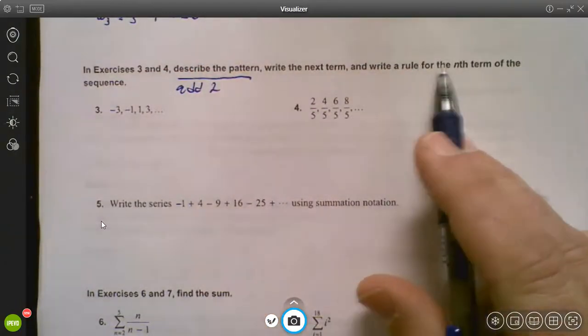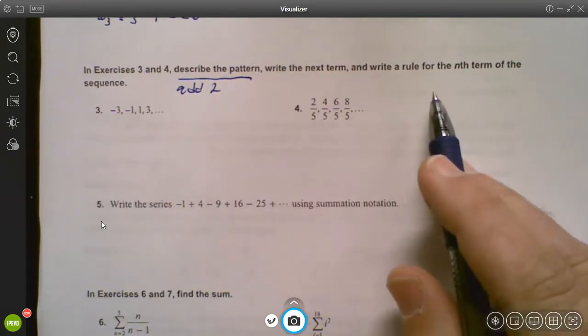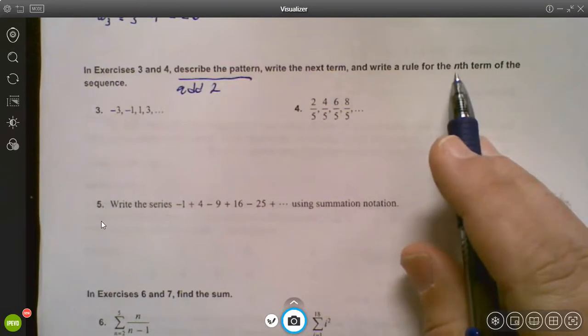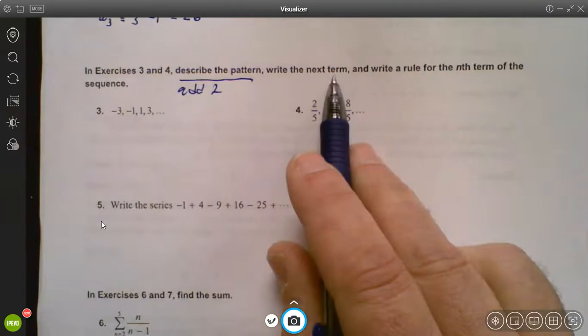But writing the rule is different. Writing the rule is an equation that we would write involving the term number. And so we're going to do that here in just a second. It did say write the next term.